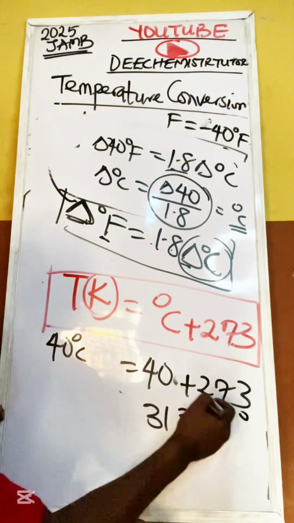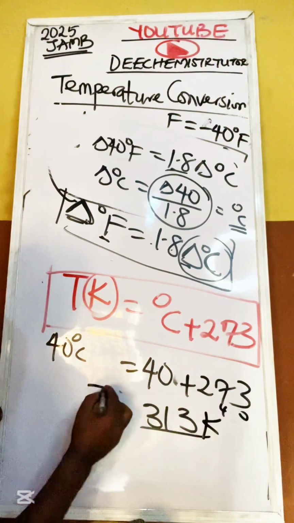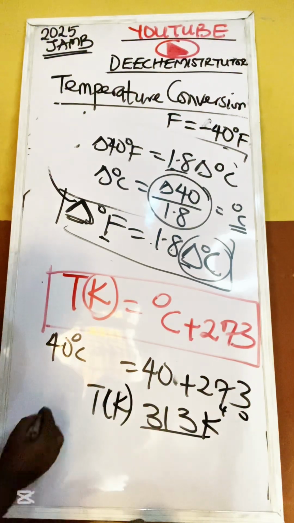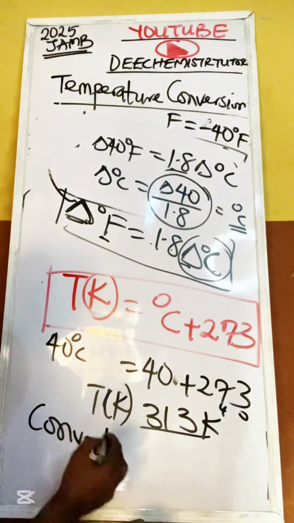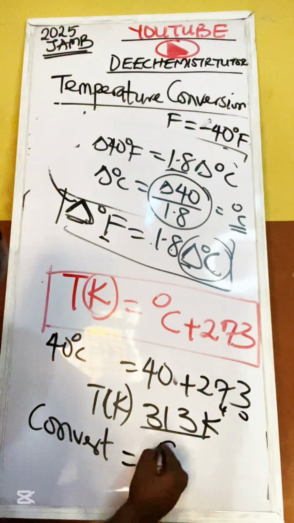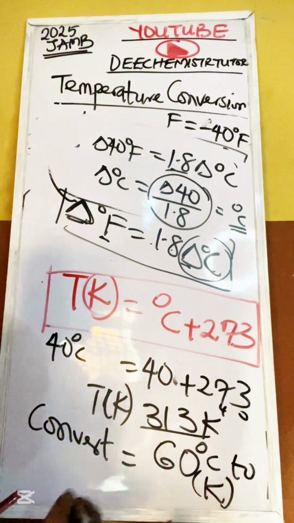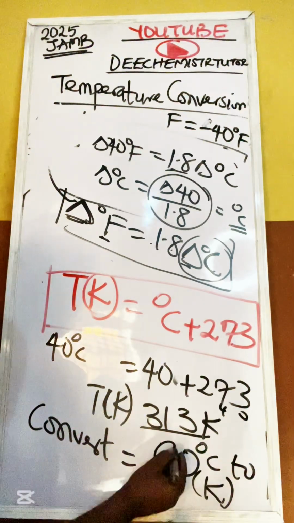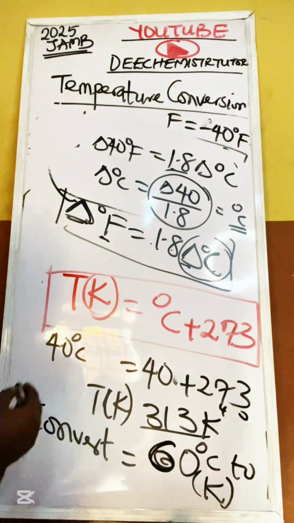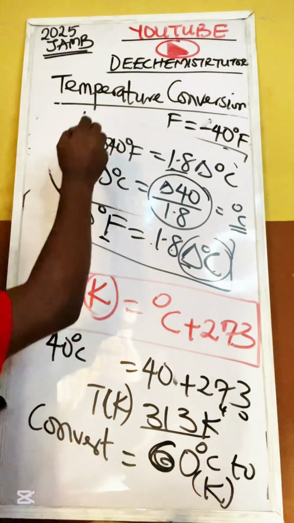Yes, 313 Kelvin. So your question is this: convert 60 degrees Celsius to Kelvin. Drop it in the comment section. What is 60 degrees Celsius to Kelvin? You should know all these formulas I've taught you now.